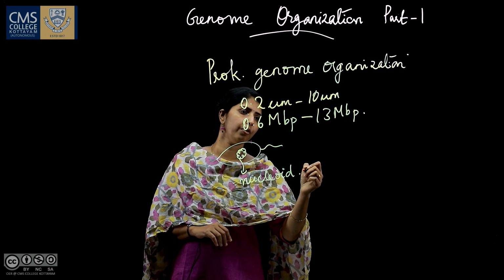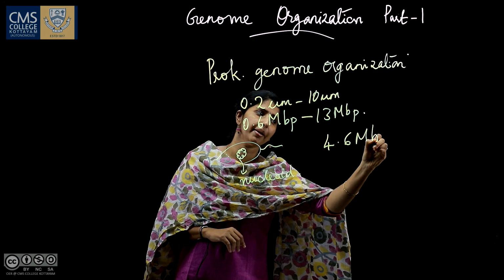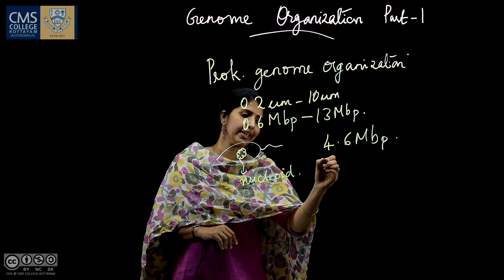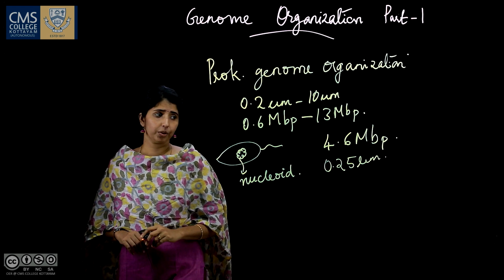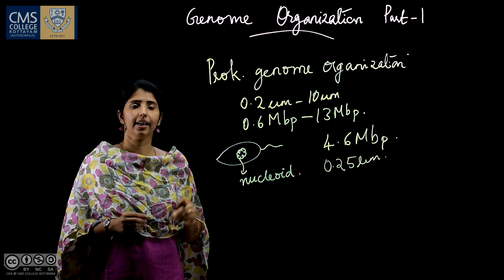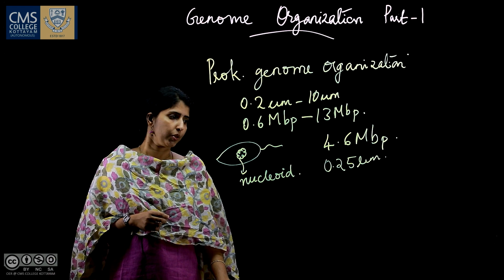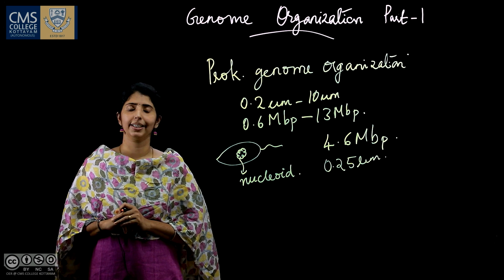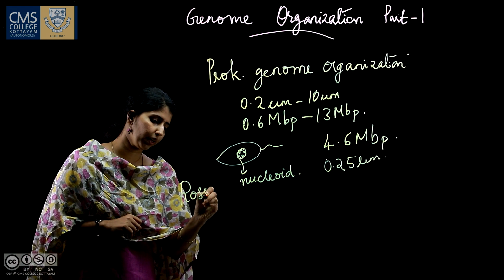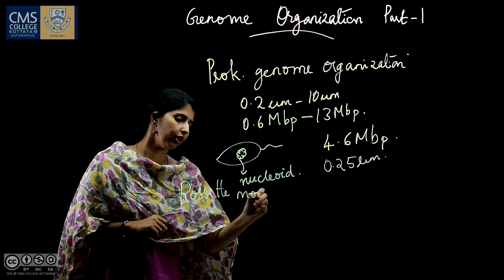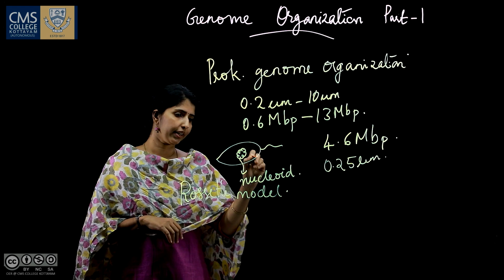So, the genome of a bacterial cell is called the nucleoid, and that is the DNA seen in the cytoplasm. Consider the example of an E. coli cell, which has a genome size of about 4.6 million base pairs, and the bacterial cell is around 0.25 micrometer in diameter. Now we have to think how this much length of DNA is fitting inside a microscopic cell. This could be explained by the Rosette model, which explains the packaging of bacterial DNA inside the cell.